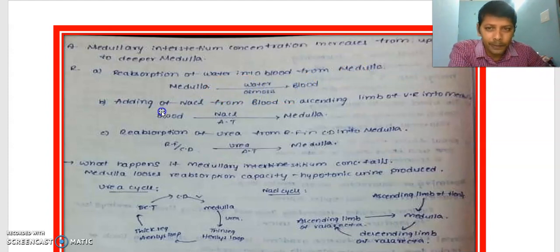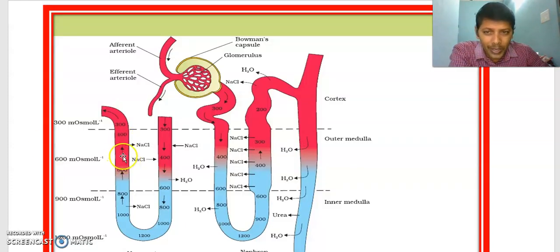Next, another point: adding of NaCl from the blood in the ascending limb of vasa recta into the medulla. From the blood, NaCl by a process called active transport is coming into the medulla. I showed you that earlier. Vasa recta has blood; from the blood, NaCl is coming outside by active transport into the medullary interstitium. That's why the osmolarity is maintained here.